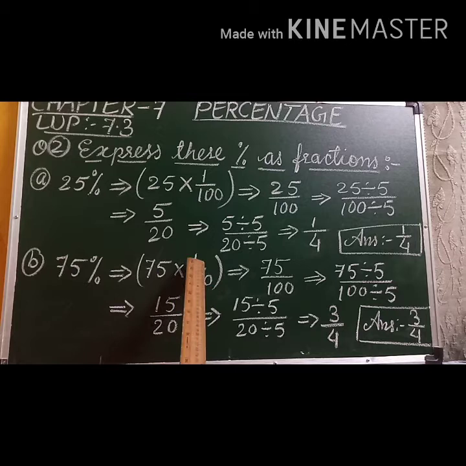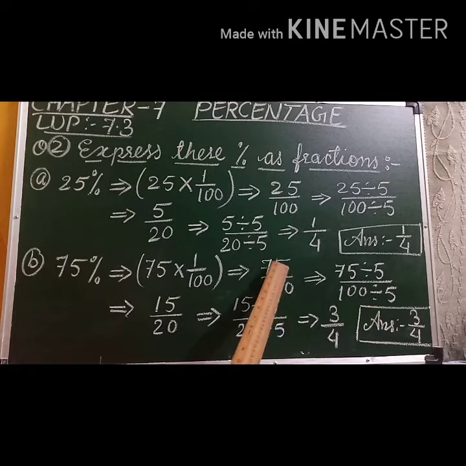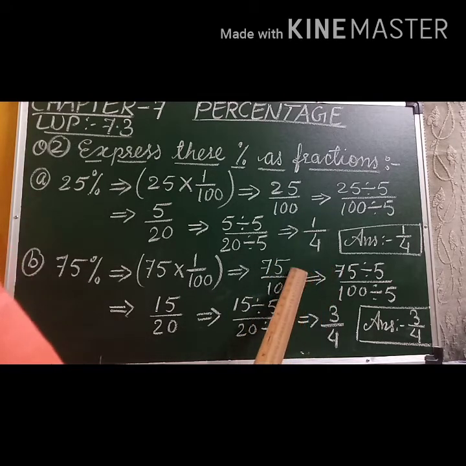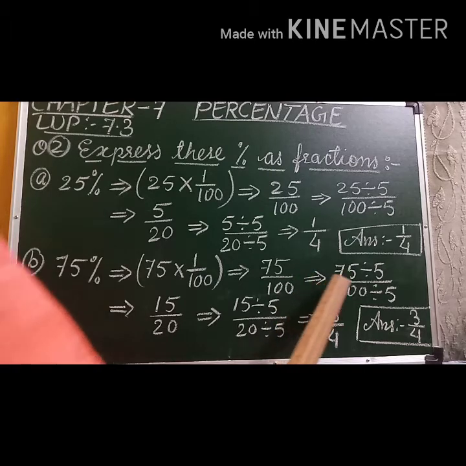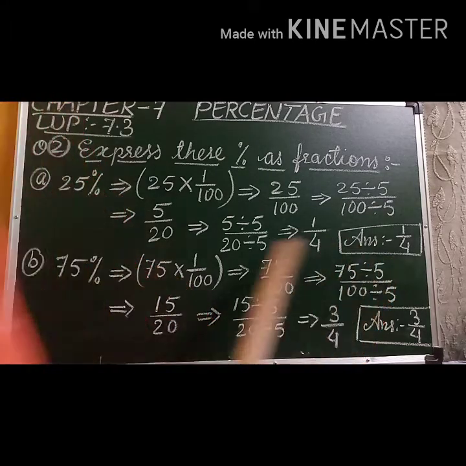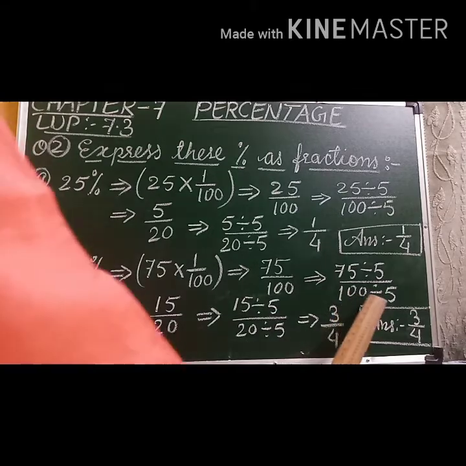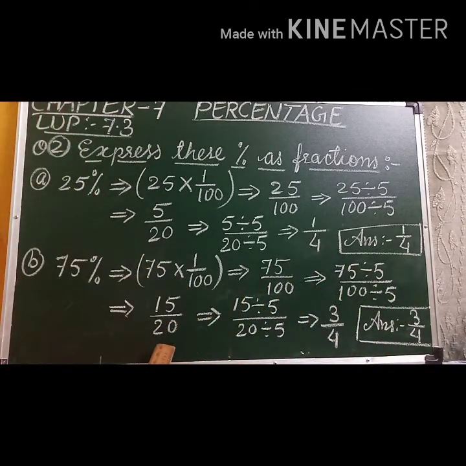So 75 into 1 is 75 and in the denominator 100 is there. Here also 75 and 100 both are multiples of 5. So we have to divide by 5 in the numerator and in the denominator. So 75 divided by 5 is 15 and 100 divided by 5 is 20. We are getting 15 by 20.